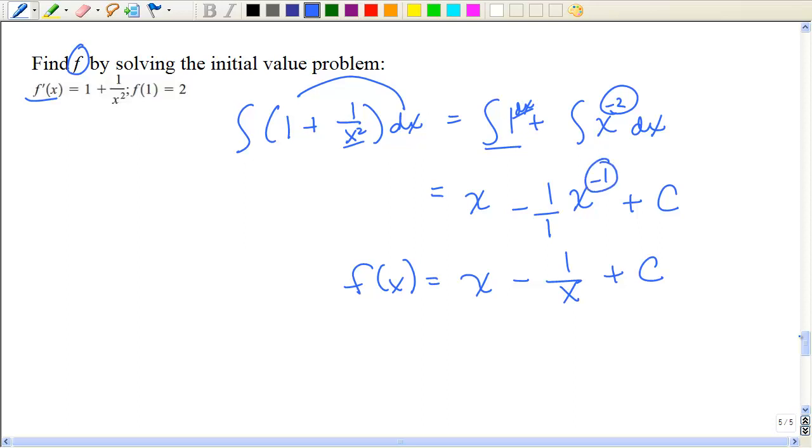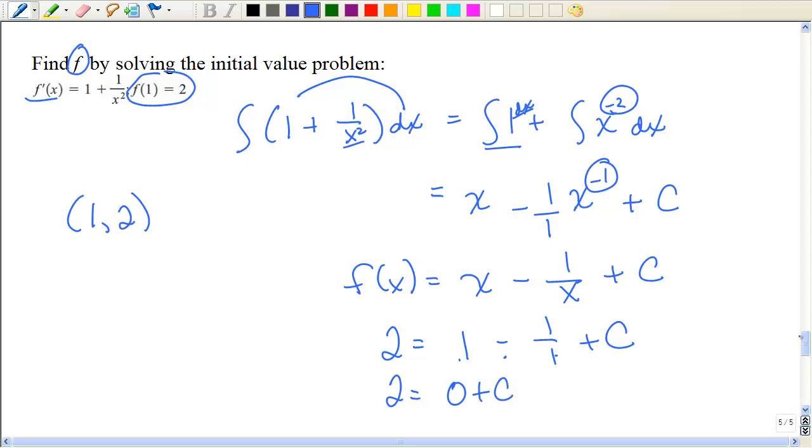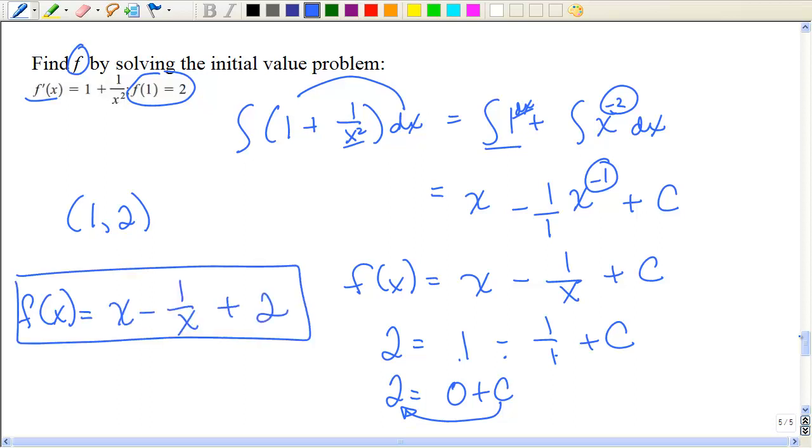That can go in the denominator. And then I take my initial values when x is 1, y is 2. So we have 2, 1 minus 1 is 0, plus c, so c must be 2. And so my function, you can check your work by a couple of ways. You can take the derivative of this and you should get back there. But you also have to check your initial values. When you plug in 1, do you get 2?